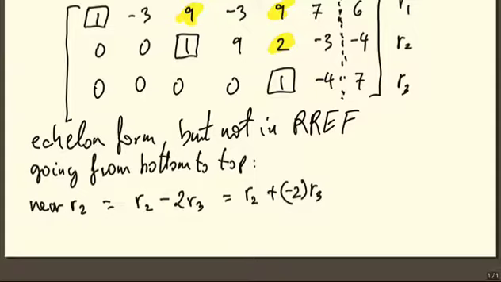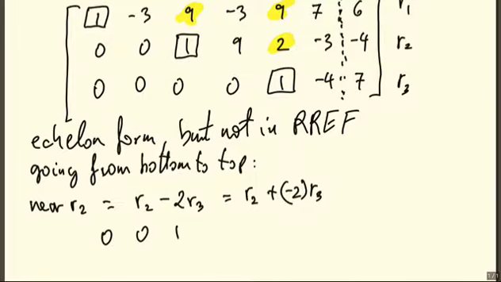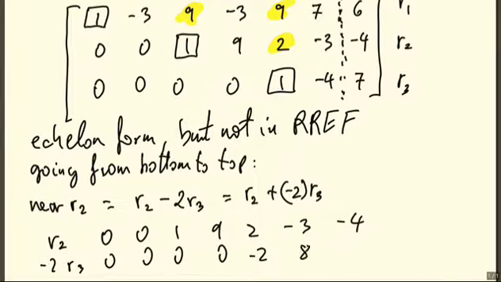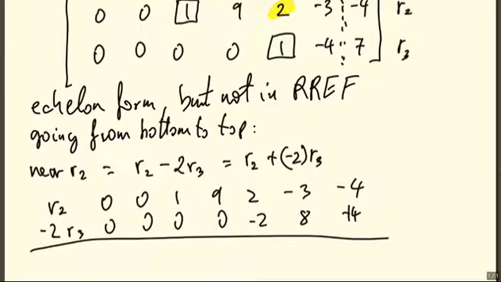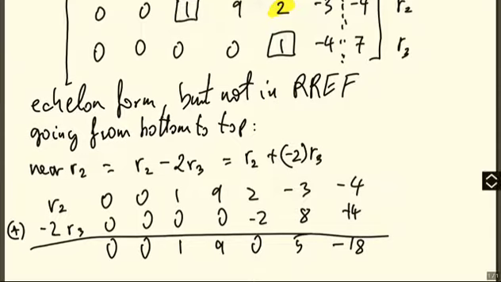minus 2 times row 3. All right, so then row 2, we write this down: 0, 0, 1, 9, 2, minus 3, minus 4, and then this is row 2, and then minus 2 row 3: 0, 0, 0, 0, minus 2, 8, minus 14. And then we add these together. So 0, 0, 1, 9, 0, 5, minus 18. This is the new row 2.